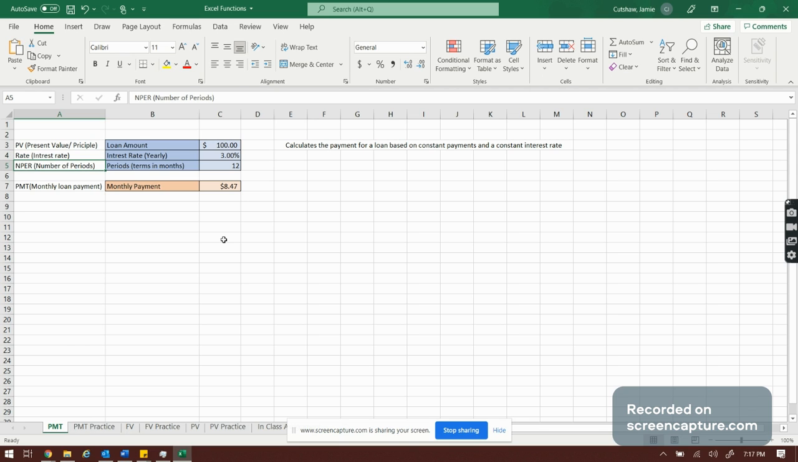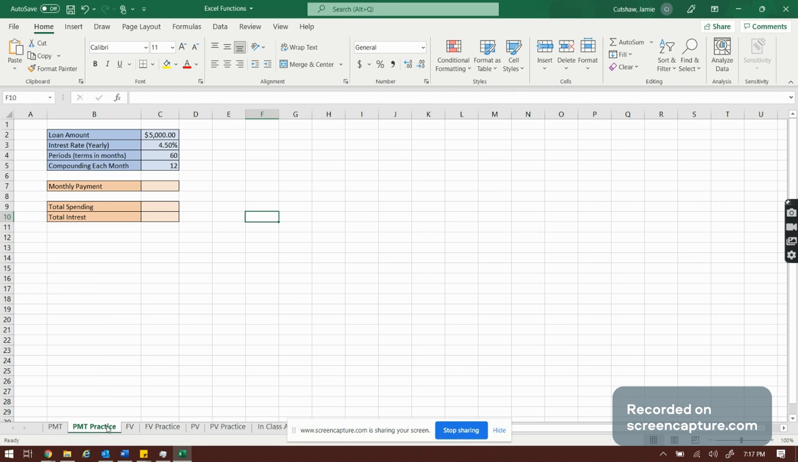Lastly, we have NPER. That's our number of periods. That's how many times during that month, or during the year, that it's accruing, how many times it's multiplying. This is going to make a little more sense once we start typing it in.